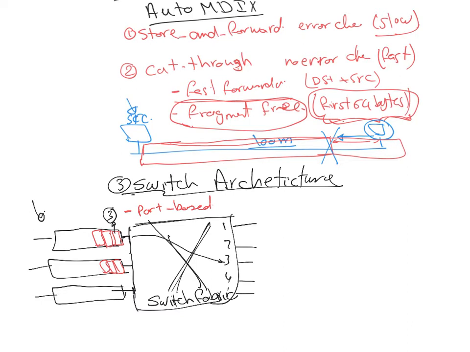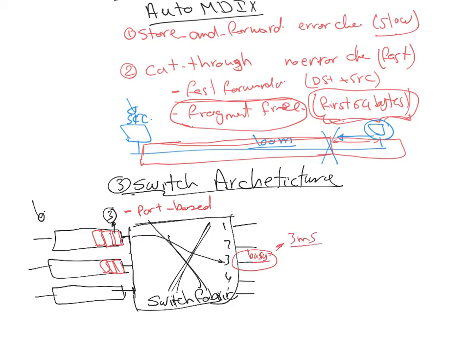A very interesting phenomenon that happens here: if a frame goes to port 3, this port will have to be declared busy throughout the transmission. And the frame can get as big as 1500 bytes, which means that this port may stay busy, let's say, for 3 milliseconds.